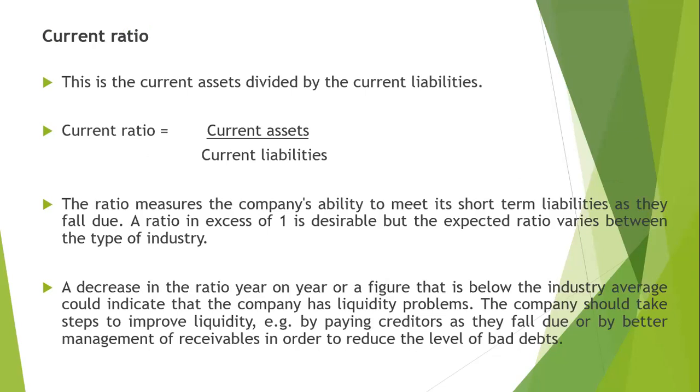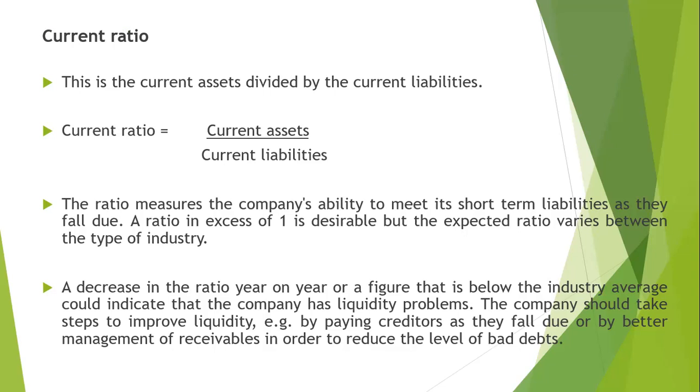This is the current ratio: the current assets divided by the current liabilities, that is the ratio. This ratio measures the company's ability to meet its short-term liabilities as they fall due. A ratio in excess of 1 is desirable, but the expected ratio varies between types of industry. So usually it's always desirable for your current assets to be greater than current liabilities, but you cannot say that exactly. It depends on the type of industry.